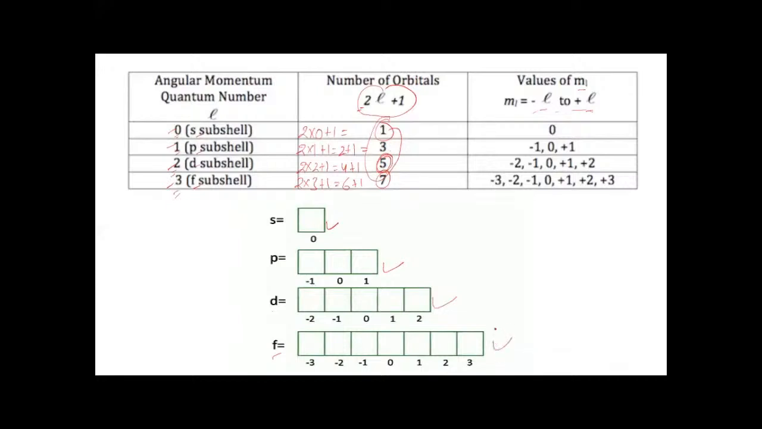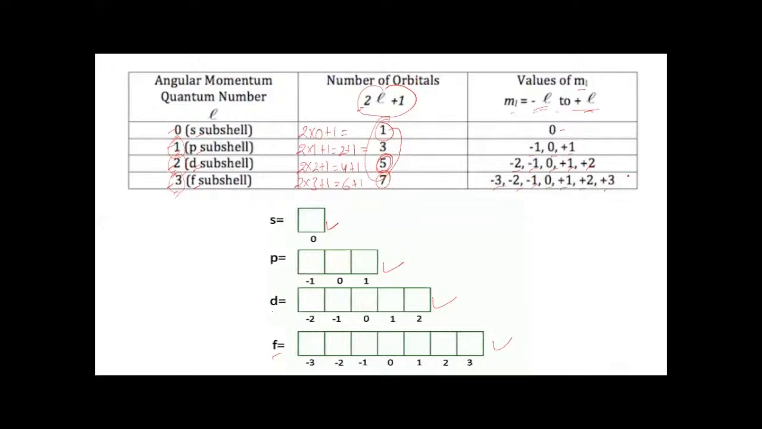The value of M is minus L to plus L including 0. This is 0 for S. For P subshell where L value is 1, it is minus 1, 0 and plus 1. For D subshell where L value is 2, the value of M is minus 2, minus 1, 0, plus 1 and plus 2. And for F subshell where L value is equal to 3, the M will be equal to minus 3, minus 2, minus 1, 0, plus 1, plus 2 and plus 3.